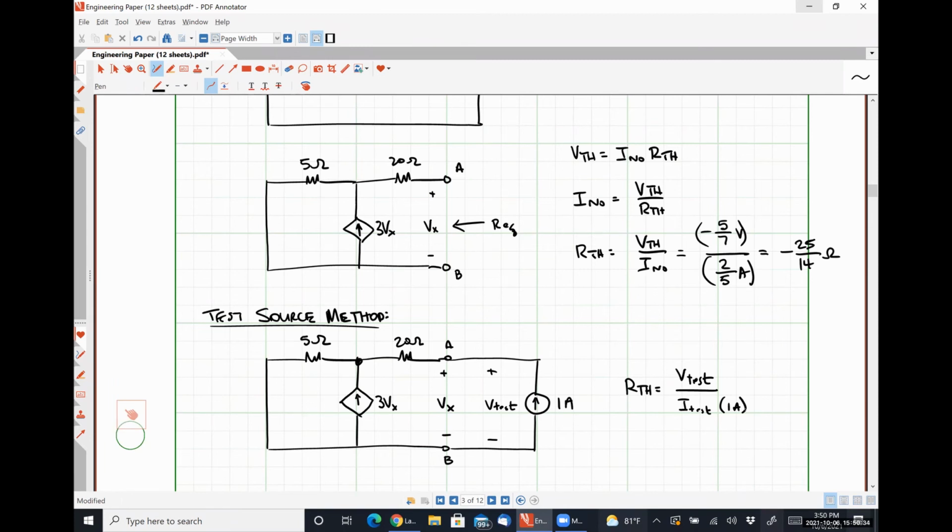So how might I go about figuring out what this voltage V test is? Exactly right. That by definition, that's what it is. But what circuit analysis techniques could I use to get there?